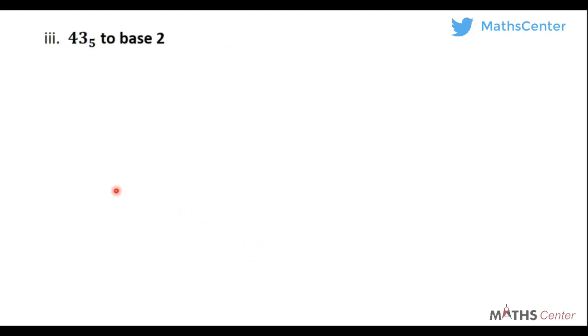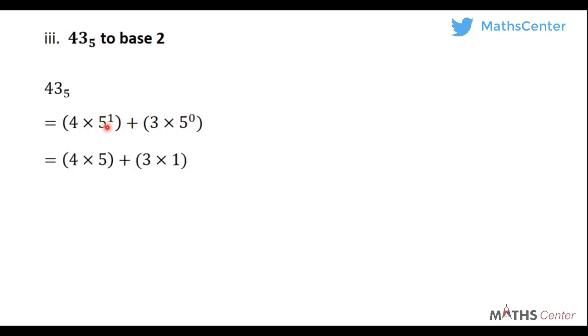Let's pick the next example. We are converting 43 base 5 to base 2. So what you have to do is now convert this base 5 numeral to base 10. So in converting it to base 10, you are going to have 4 times 5 plus 3 times 5. Then you order the powers, so 0, 1. So we have 4 times 5 exponent 1 is 5 plus 3 times 5 exponent 0 is 1.